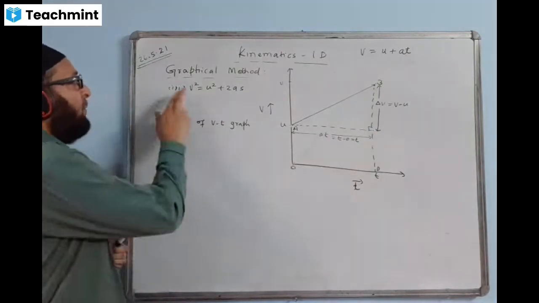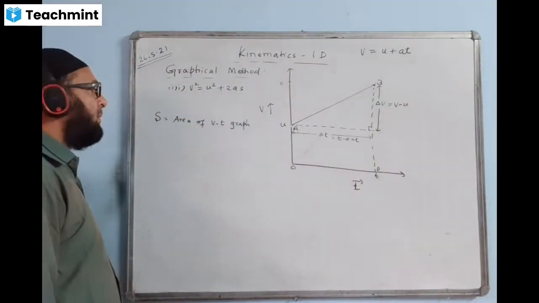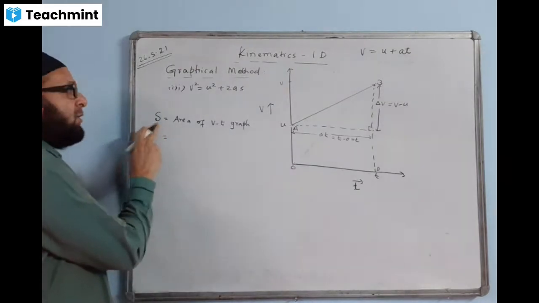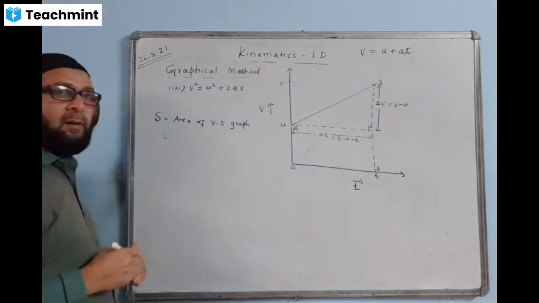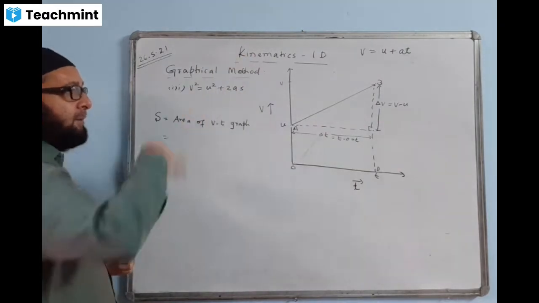Now, third formula, v square is equal to u square plus 2as. How do we prove it? For the third formula, again, we start with the formula of h only. h is equal to the area of the v-t graph. This time, we will take it the trapezium way.